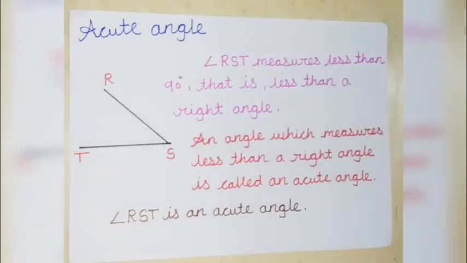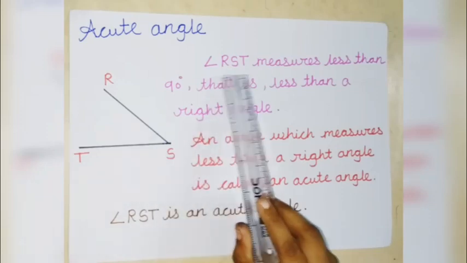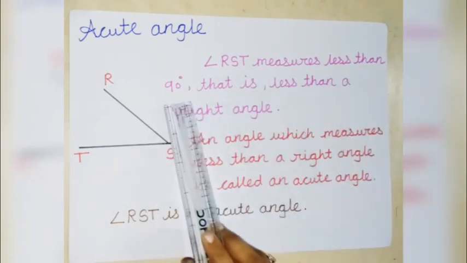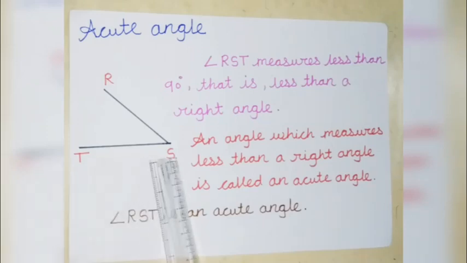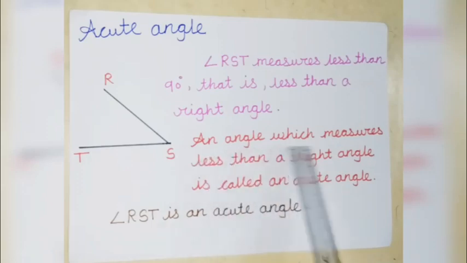Our second type is acute angle. Angle RST measures less than 90 degree. That is less than a right angle. बच्चों ये acute angle कैसे होता है? ये right angle से छोटा होता है. It means this acute angle will be 10 degree, 20 degree, 30, 40, 50, 60, 70, 80. Okay. So an angle which measures less than a right angle is called an acute angle. Here, angle RST is an acute angle. 90 से जो छोटा होता है, वो होता है acute angle.